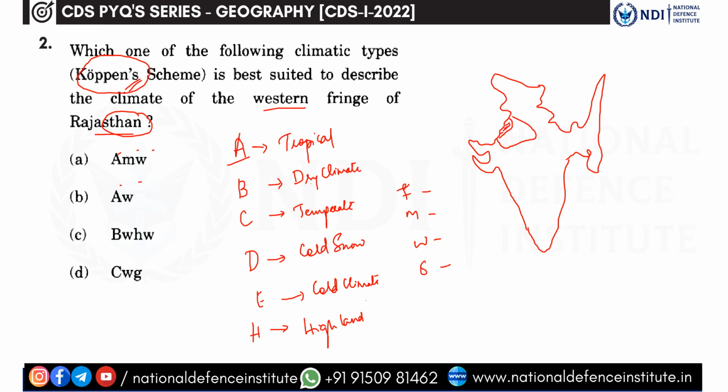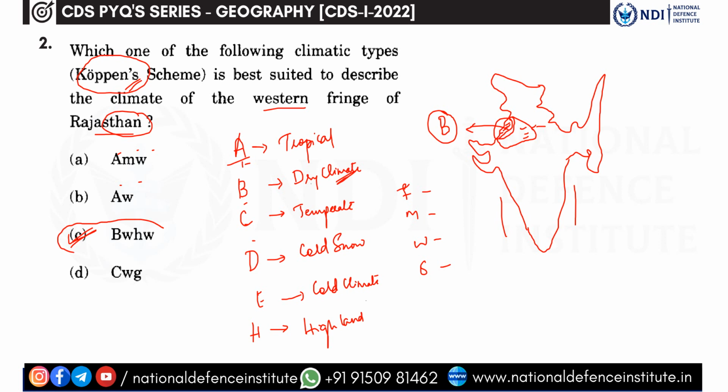On the eastern side of Rajasthan, you do find good rainfall because of the merging of the Bay of Bengal branch of the monsoon and the Arabian Sea branch. But the exact western fringe is purely desert. So the desert climate is a dry climate. That means it must start with B. The option starting with B is option C. So if you know these terms, you can easily eliminate and come back to this one.